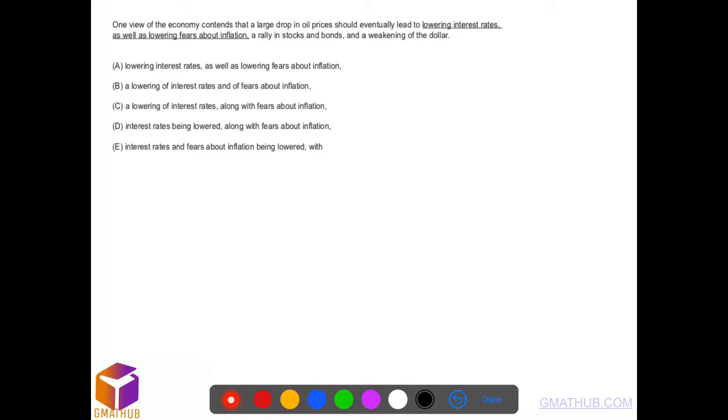So in this question, we'll be using parallelism. Parallelism is used mostly if we have a list. All the items or all the actions in that list should have the same structure.